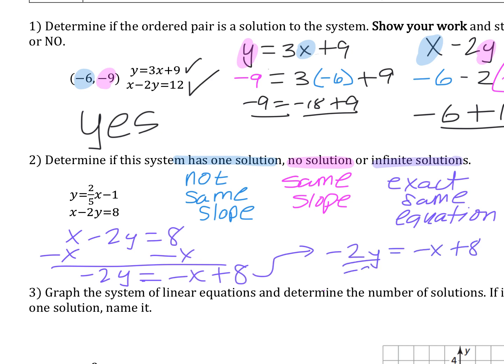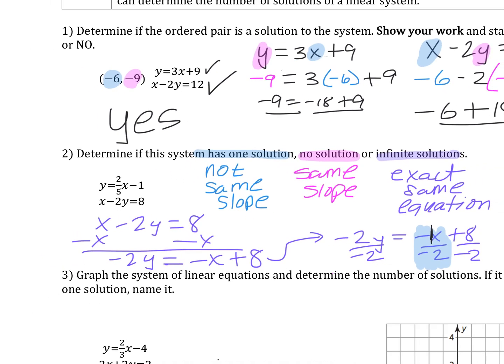So then if I divide everything by -2, I can kind of stop right here because all I really need from this equation is the slope. You can see that there's a 1 in front of that x. So the slope is going to be 1/2. And because it's a negative and a negative, it's going to be a positive 1/2. So the slope for this one is 1/2.